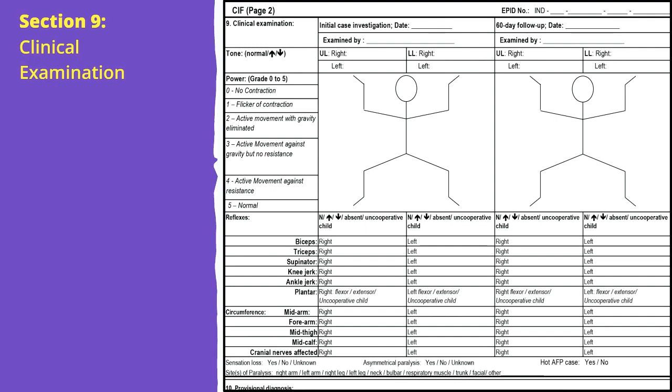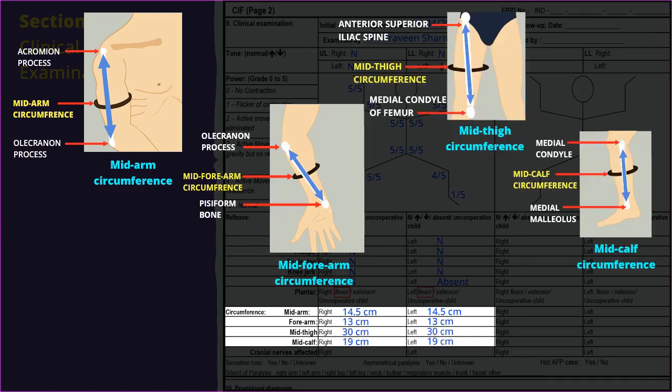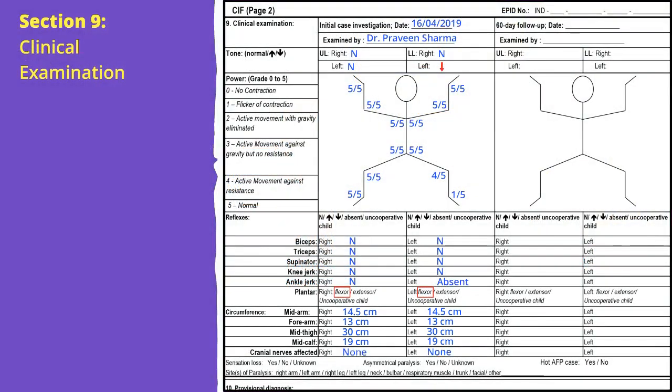It is an important section in AFP case investigation and should be done accurately for all the notified cases. First, assess the tone as normal, increased or decreased, followed by power at every joint and grade from 0 to 5. Elicit the biceps, triceps, supinator, knee, ankle and plantar reflexes. Take the mid-arm, forearm, mid-thigh and mid-calf measurements to assess any wasting due to paralysis. Also assess that any cranial nerves have been affected by the disease.